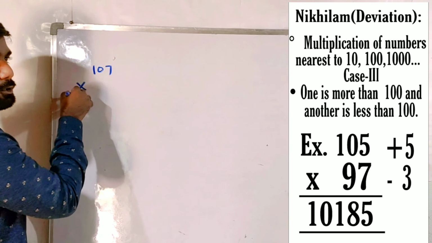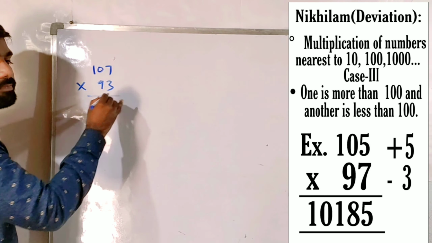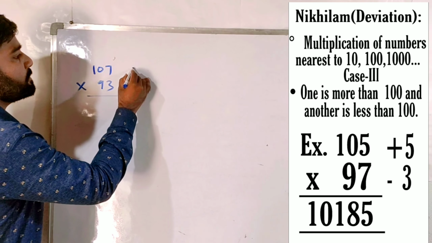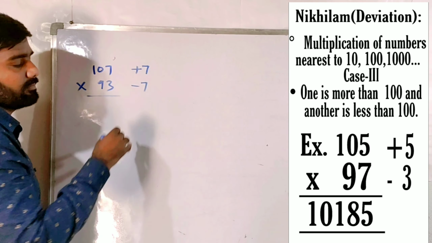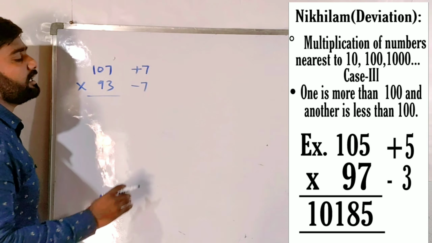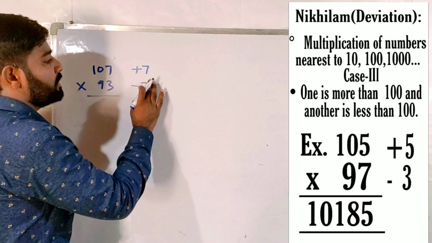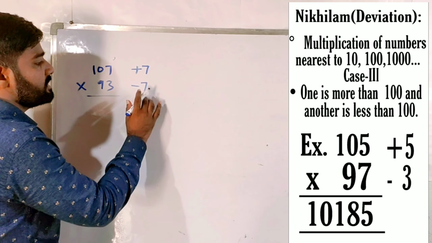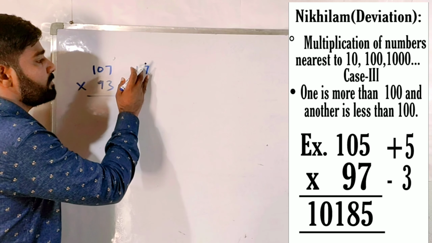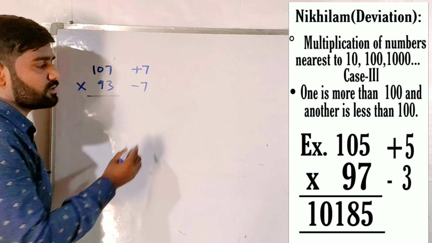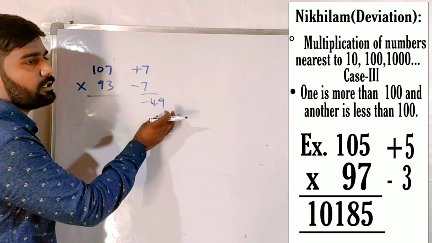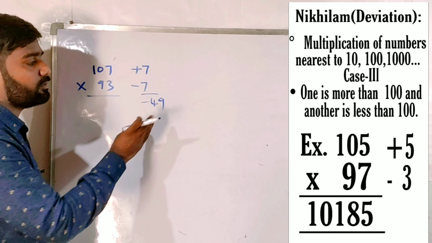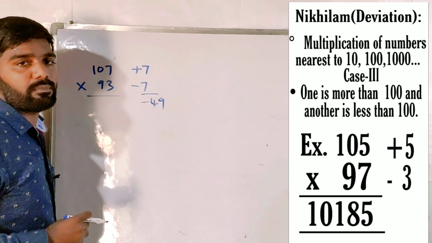107 into 93. It is the deviation is plus, means it is 7 more than 100. It is 7 less than 100. Now apply first step, find the product of the deviations. 7 7s are 49, but it is a negative because plus into minus is minus. So write it is minus 49. It is not plus value to write as it is. We have to subtract it from the answer.